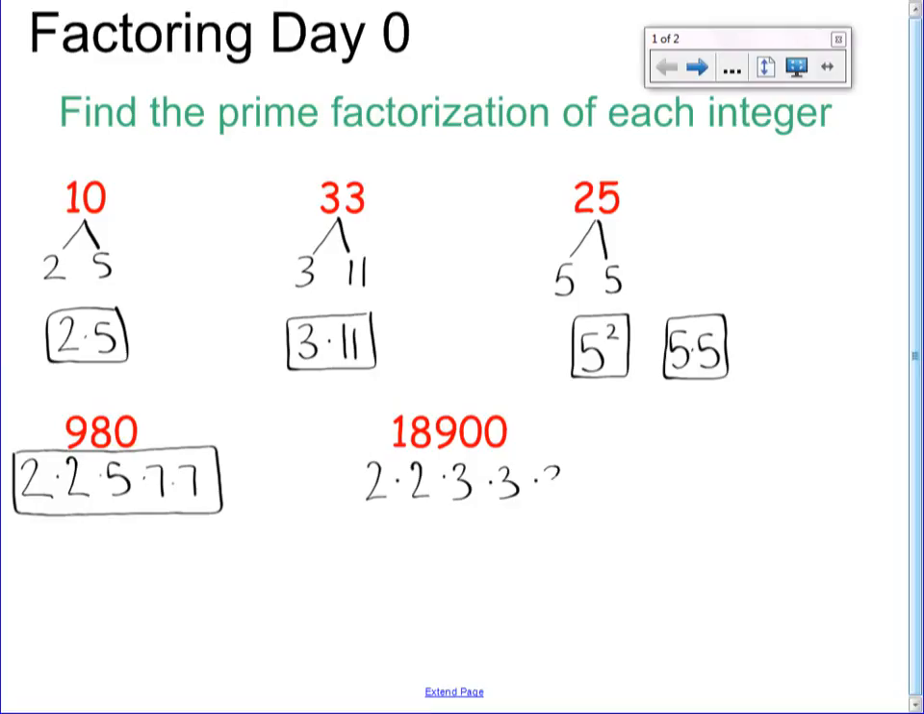525 is divisible by 3, so there's another 3. But 175 is not divisible by 3. Okay, so we can't divide out any more 3's. Here's another way to know this. If you get to a number and you hit divided by 3, if you do that on 175, you get a repeating decimal, okay, which means it doesn't work. So we go back to 175 and we can divide by 5. And then we get 35. 35 is just 5 times 7, so we put 5 times 7. And there's the prime factorization of 18,900. So that's going to be the first part of your worksheet today.